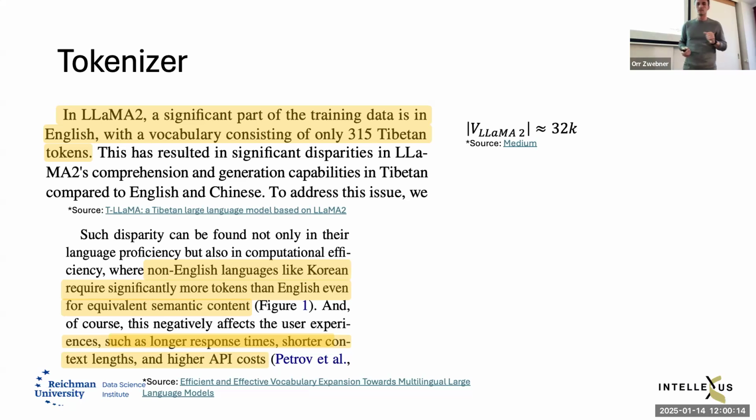Another quote is from a paper that trained a Korean model. It reports that non-English languages require significantly more tokens, and it affects the response times and the costs that you see here. So for example, if now you insert to ChatGPT a sentence in Tibetan or Sanskrit, it costs more than a sentence in English. Of course, you're not paying by sentence, but if you use their API, and it's a bit complicated, you will pay more for the same text in Tibetan than in English.